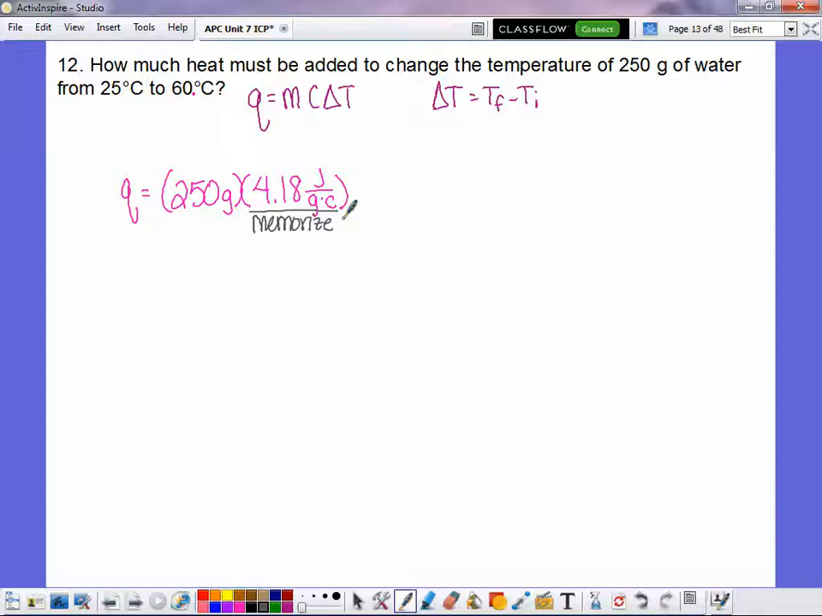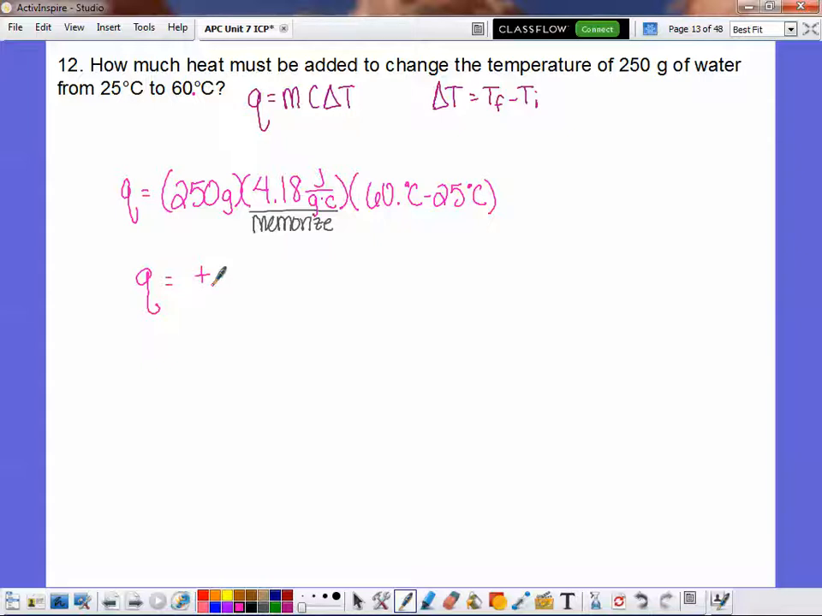And then what is our change in temperature? Well, that's going to be 60 degrees Celsius minus 25 degrees Celsius, because it's the final minus the initial. We're starting at 25, we're ending at 60. So go ahead and do that calculation. Is our Q going to be positive or negative? Positive, because the delta T is positive. The delta T is what's going to dictate the sign of our Q.